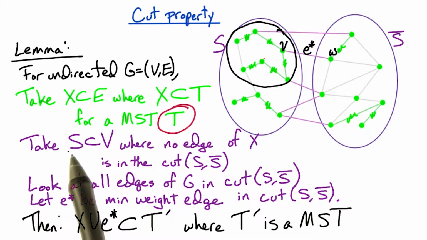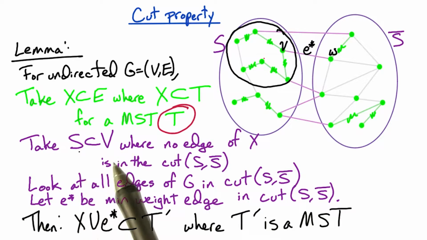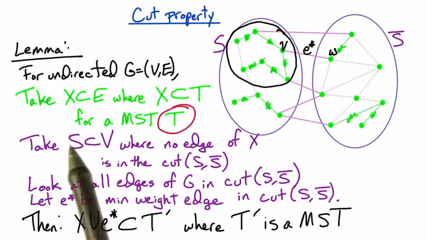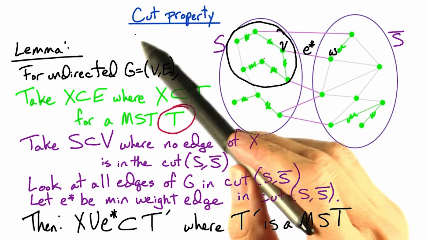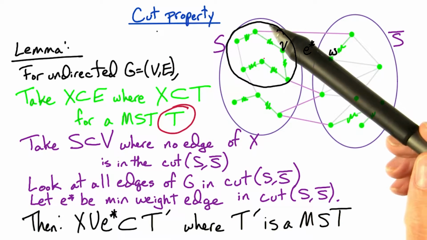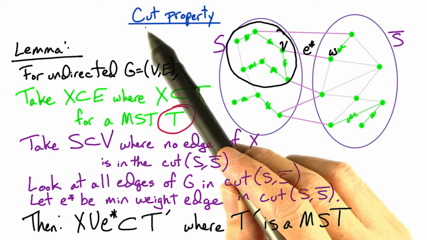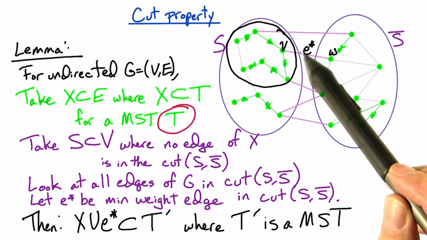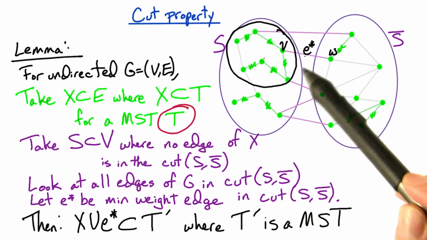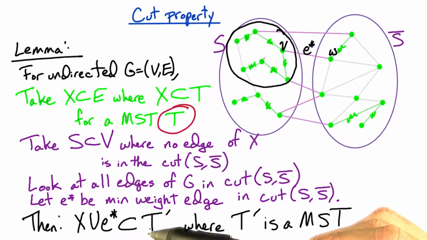So Kruskal's algorithm uses a particular type of set S, but this is true in general for any cut S. Now it's important to understand the statement of the cut property and also to understand the proof. The main idea is that any edge which is minimum weight across a cut is going to be part of some MST. Why?